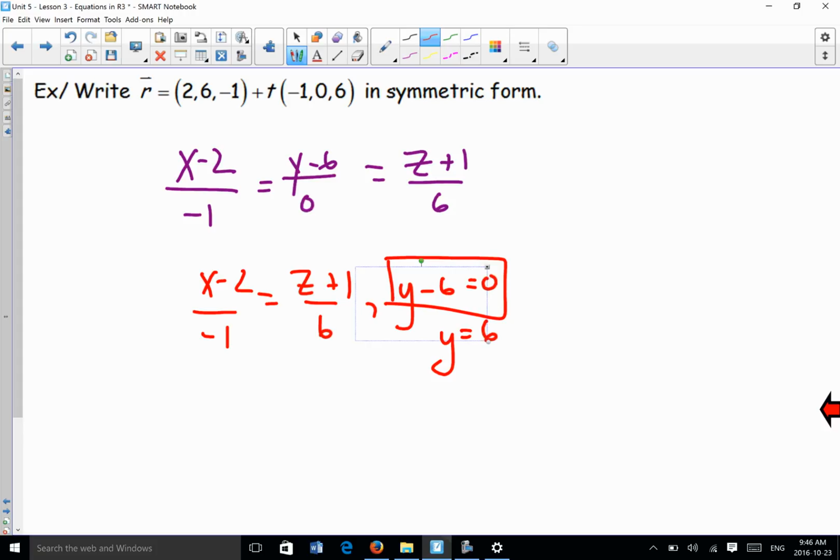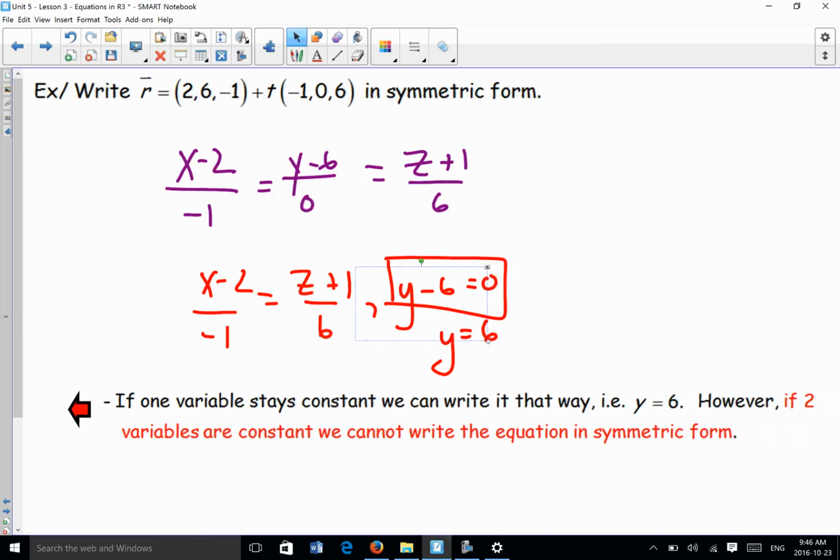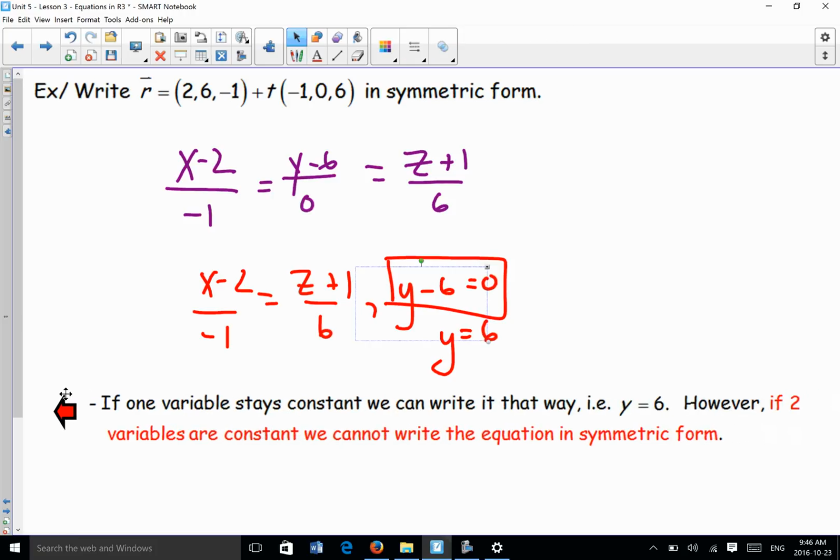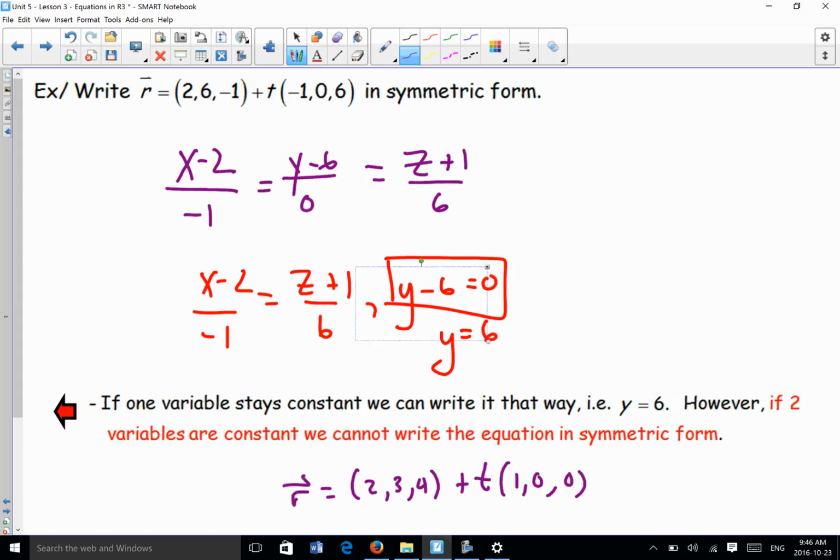That happens whenever we have a constant. Now, one thing to point out: if we have two variables that are constants, it's not possible to write something in symmetric form. So for example, if you were to have a vector r, which was 2, 3, 4, plus, I don't know, 1, 0, 0, we wouldn't write that in symmetric form, because both the y and the z are always constants. There would be no equals, there would be no cross multiplying, there would be nothing like that.